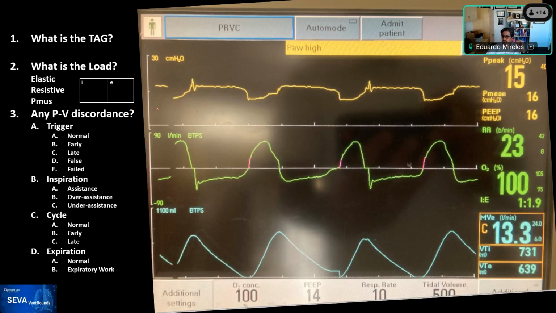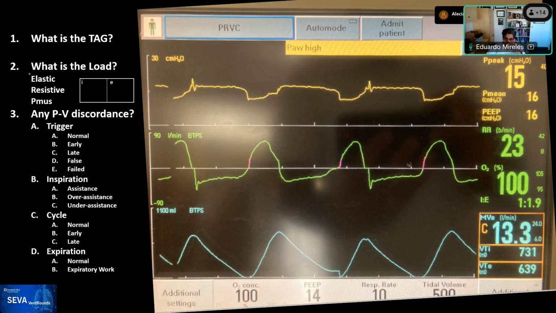So as usual, we'll start with what's the tag. And if you want to type it in the chat, have no fear. Nobody can see the chat. Well, everybody can see the chat, but not in the YouTube area.